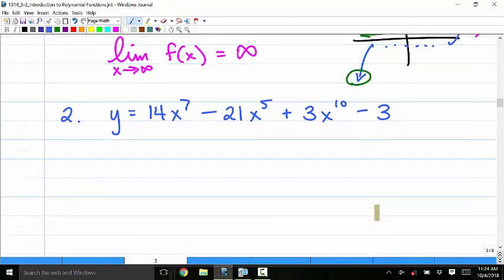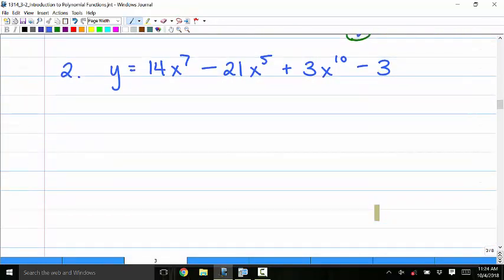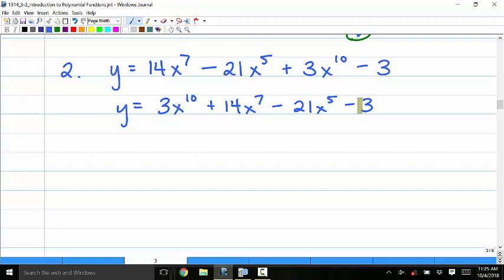So number 2, y equals 14x to the 7th minus 21x to the 5th plus 3x to the 10th minus 3. You need to rewrite that and put it in decreasing powers of x, right? So 3x to the 10th is the biggest, plus 14x to the 7th minus 21x to the 5th minus 3. Why do you want to write it in decreasing powers of x? Because then you can tell that this is a degree 10. Even degree, leading coefficient is positive, end behavior is up, up.